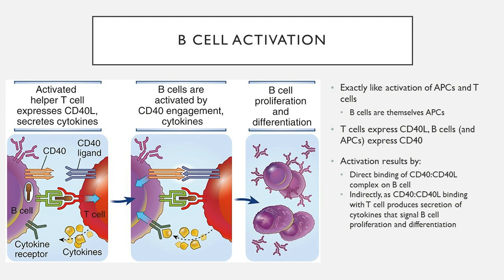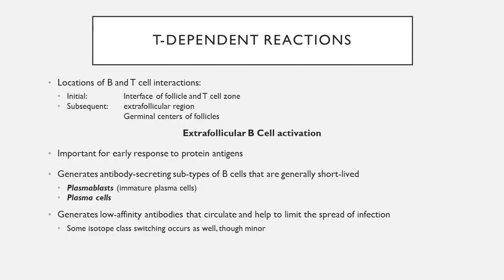Now, B cell proliferation and differentiation is caused by two things: the direct binding of CD40 via CD40 ligand on the T cell, and the indirect secretion of cytokines by the T cell that is itself induced by the binding of the T cell receptor to the MHC antigen complex. And that causes the T cell to secrete these cytokines, which further enhances the activation and proliferation process in B cells. Now, all this is happening at the interface between the follicle and the T cell zone.